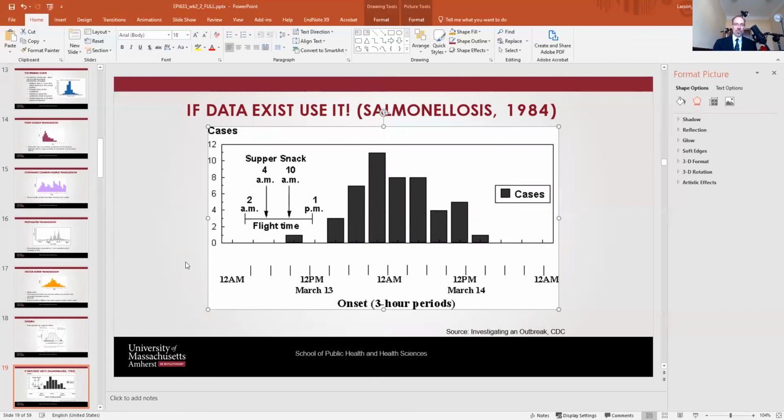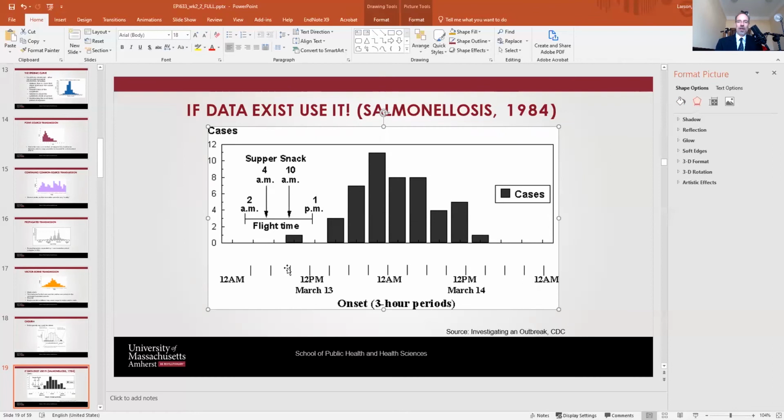So this is a plot of the epidemic curve of salmonella back in 1984. Supper, snack, flight times. This is time over time in hours. Salmonella's infection incubation period is quite short. You generally know you have it within a few hours, and then it goes up. And this was tracked back to the snack time, where, supper time, snack time.